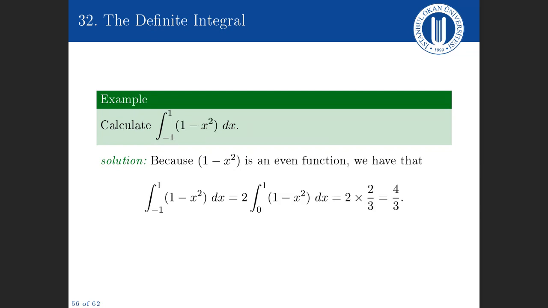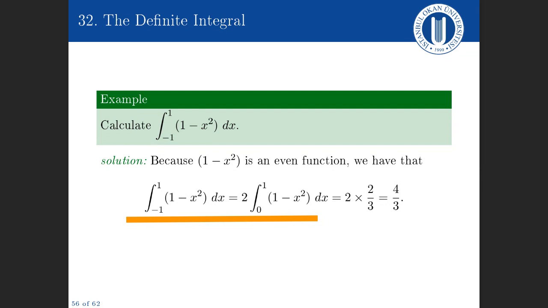Calculate the integral from -1 to 1 of 1 minus x squared dx. This time our integrand is an even function. The rule for an even function is we can just integrate over half of our domain and then multiply it by 2. Instead of integrating from -1 to 1, we could just integrate from 0 to 1 and then multiply it by 2.